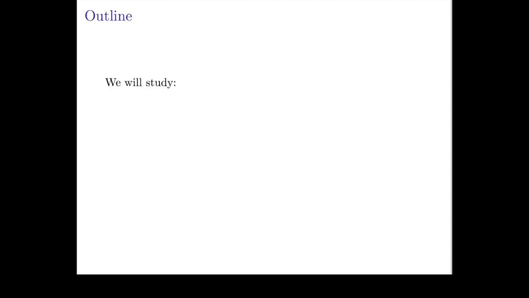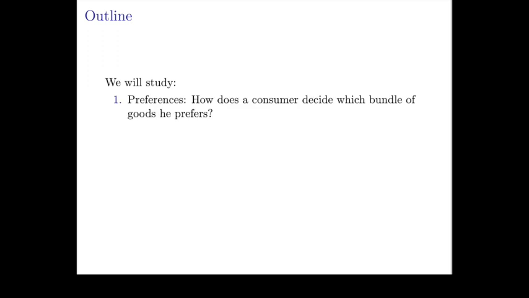A quick outline of what we're going to do in this chapter. First, we're going to look at preferences. Preferences tell us how a consumer is going to decide which bundle he prefers. Next, we're going to look at utility, which is a convenient description of a consumer's preferences.